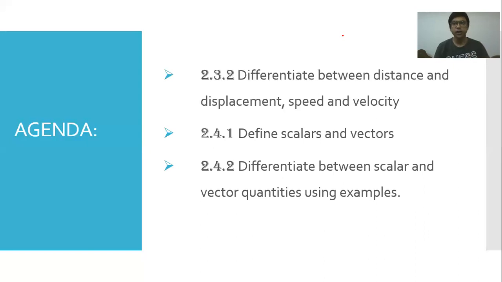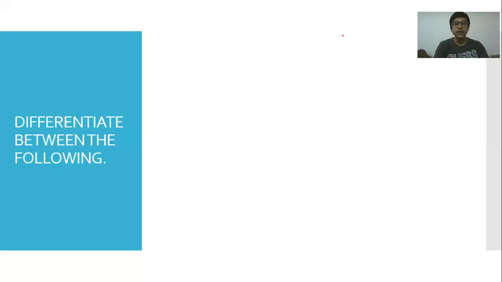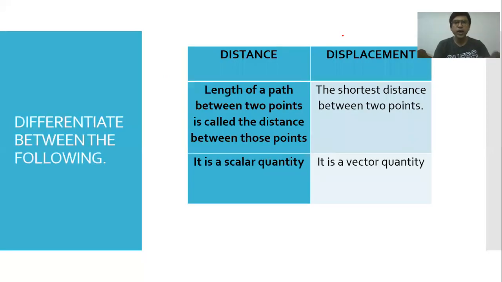So we will start from our first SLO. The first SLO is differentiate between the following. As we are talking about the differences, definitely there should be a table, and we will be talking about their differences. So here is a table. In the first column you have distance and in the second column you have displacement. It is very easy to make differences between any two quantities.